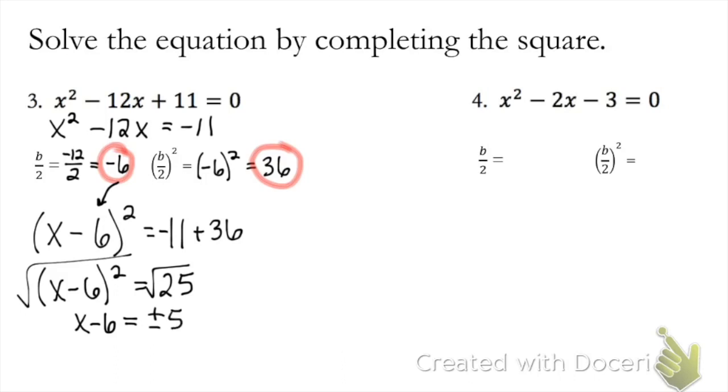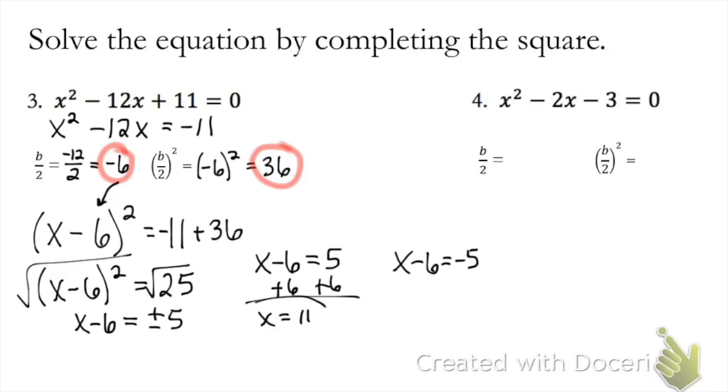I now need to break this into two equations. One equation is going to be x minus 6 equals a positive 5. The other equation will be x minus 6 equals negative 5. Add the 6 over. We get x equals 11 and 1.